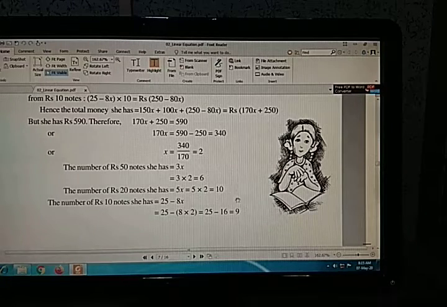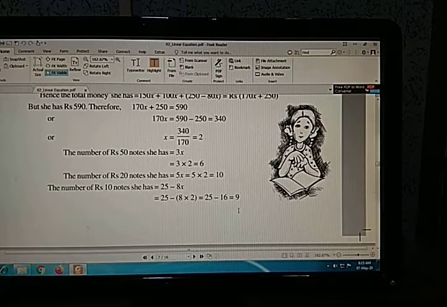So 6 plus 10, already 16 notes gone, and we have 25 notes in total. So how many will be left? 25 minus 16, that will definitely be 9. So 9 notes will be 10 rupee notes. So, clear?